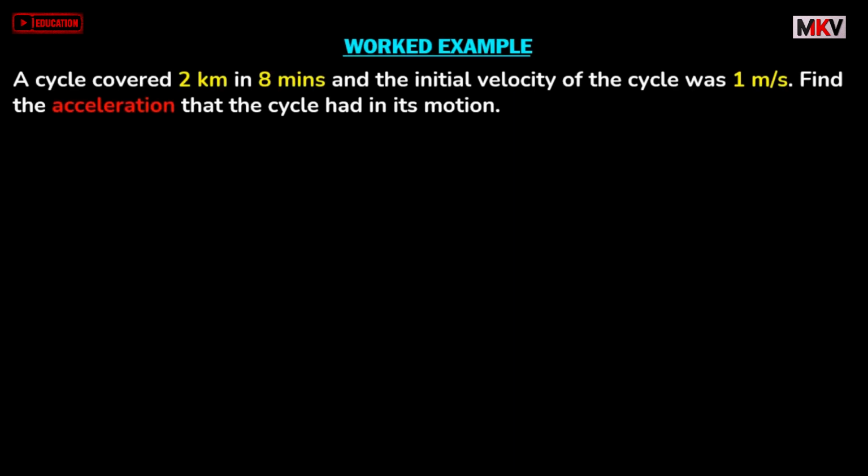Now let's look at another question. A cycle covered 2 kilometers in 8 minutes, and the initial velocity of the cycle was 1 meter per second. Find the acceleration that the cycle had in its motion. So let's solve the problem together.